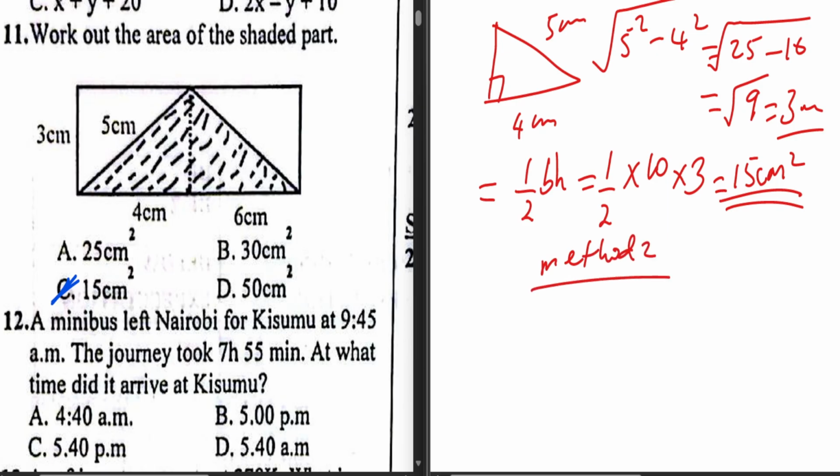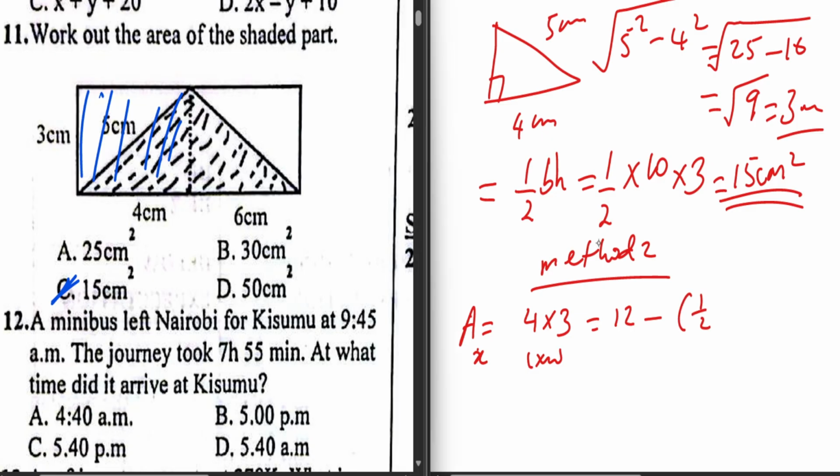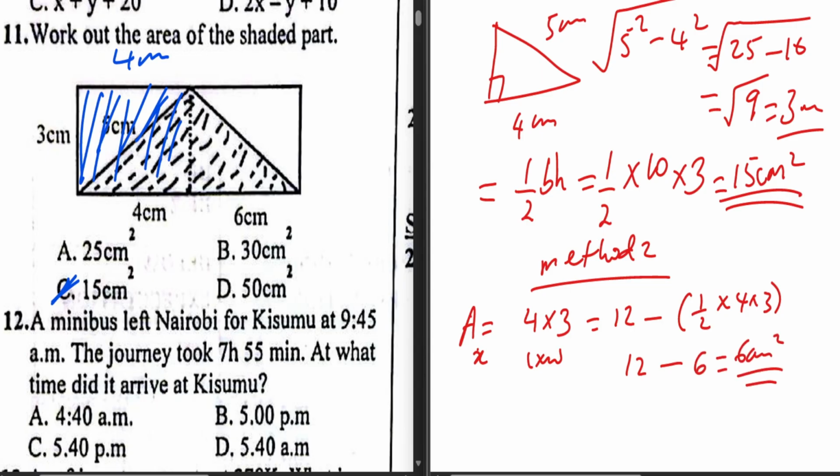Method 2. Method 2 is when you look at this. This is a whole rectangle. And the area of the first whole rectangle, which let's say you represent as the x value, is going to be 4 times 3, length times width, which is 12, and then you subtract the area of the half triangle, which is this one, 3 and 4. So minus half times 4 times 3, so 12 minus half times 4 times 3, this is going to be 6.